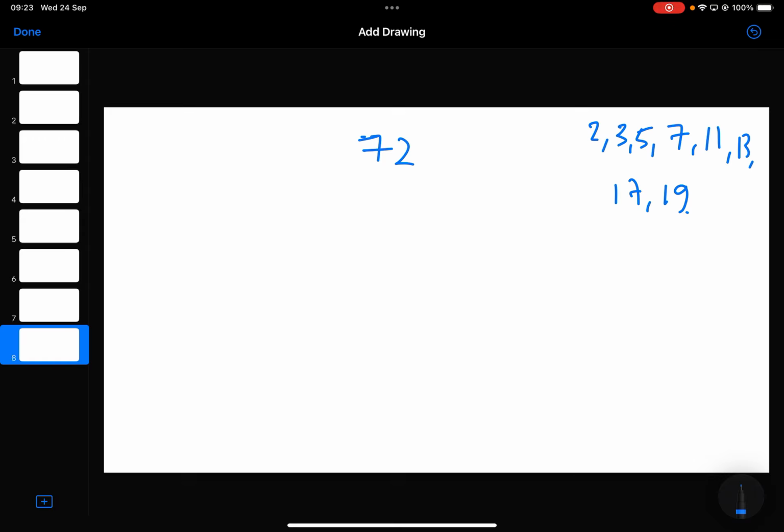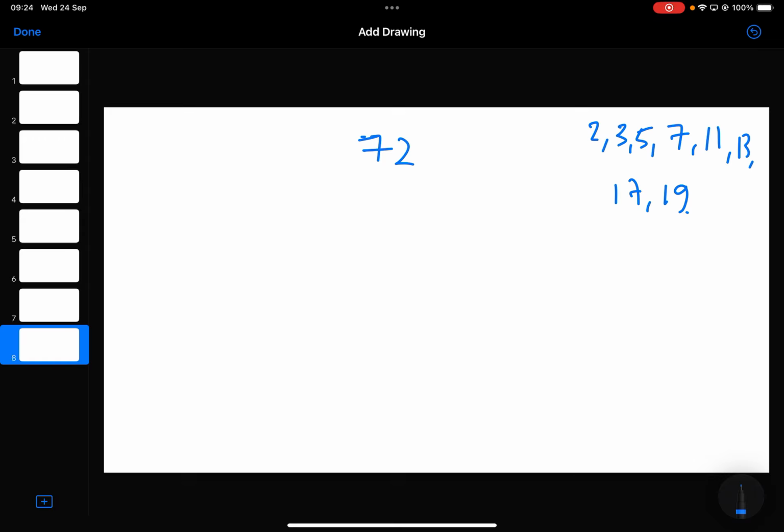So 2, 3, 5, 7, 11 cannot divide by any number. 13 cannot divide by any number. But 15 can divide by 3 and can divide by 5, so 15 is not a prime number. So first we write down 2, then we test all the odd numbers. That is how I remember. That's why 15 cannot, and even numbers definitely cannot.